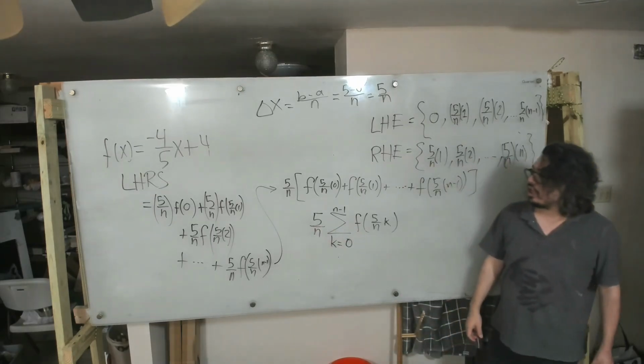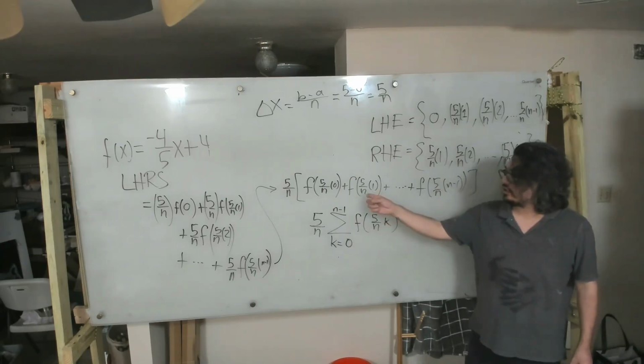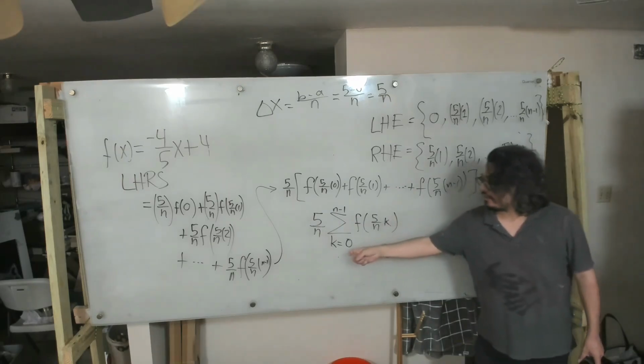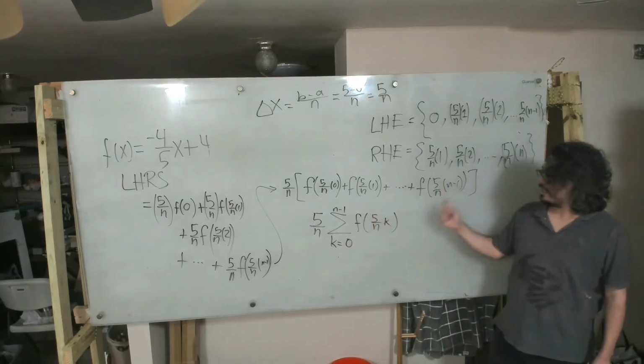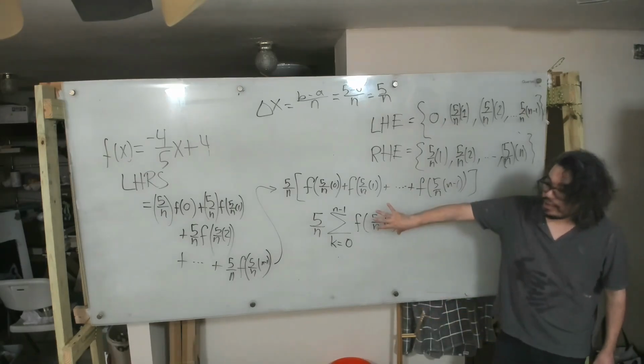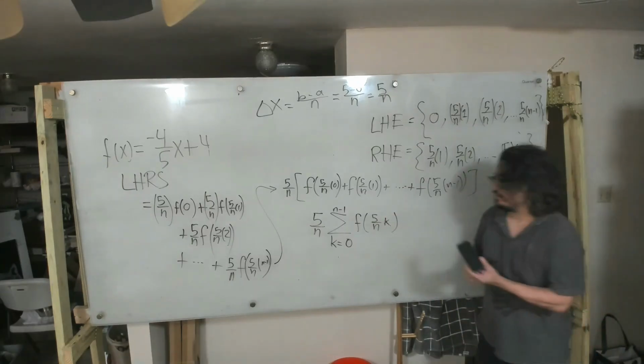By the way, yeah, that's number 1. When k equals 1, I'll get this term. When k equals 2, I'll get the third term that's missing here. And when k finally equals n minus 1, I get the final term, and it terminates there. Okay? Now that I've written it like this, I can plug in to my formula.